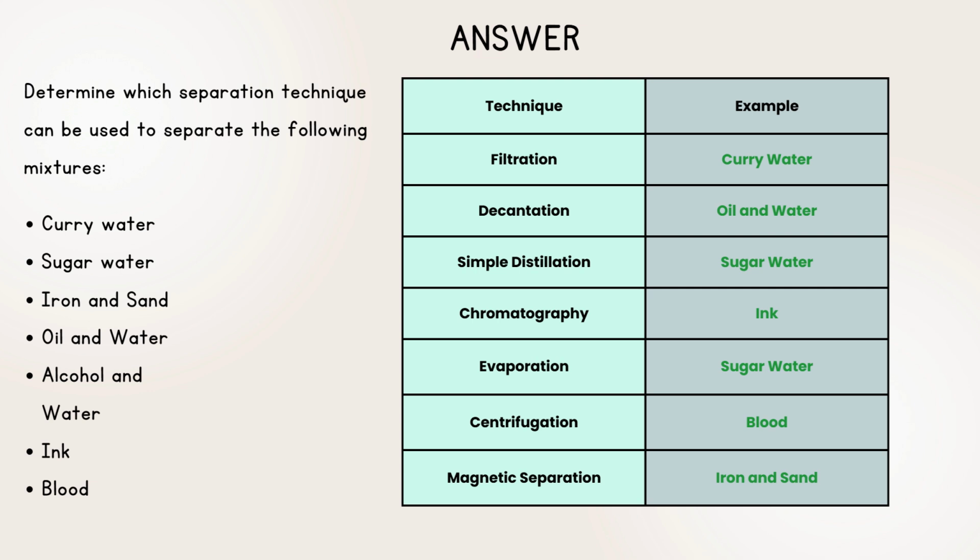Evaporation would be used to separate sugar from water. Centrifugation would be used to separate the components of the blood. And the magnetic separation will be used to separate iron from sand.